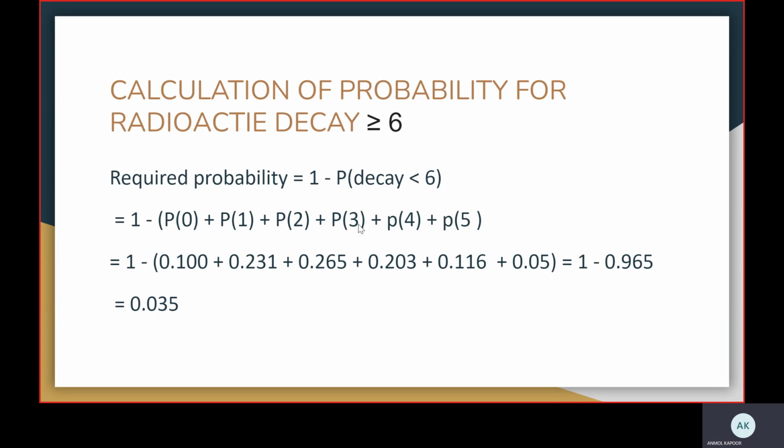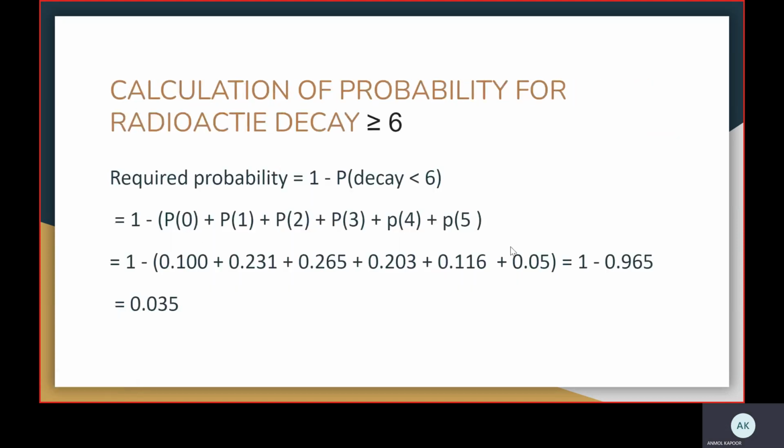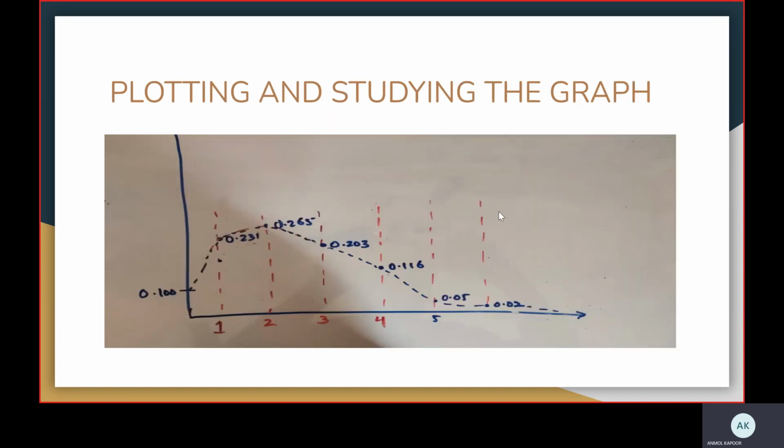Probability of having decay less than 6 basically means it is equal to 1 minus p0 plus p1 plus p2 and so on till p5. Also, putting the values of these p0, p1, p2, p3, p4 and p5 from the graph, we got the probability is equal to 1 minus 0.965, or 0.035, which is very much close to 0 and can be taken approximately 0. So probability for values greater than 6 is very low and it decreases further. Therefore, we can say that probability at higher values is very low. We are having a maximum at around 2.